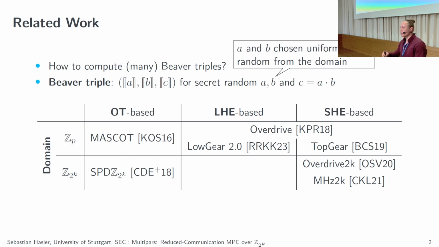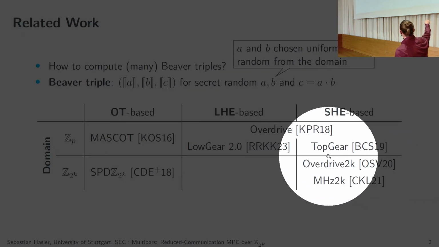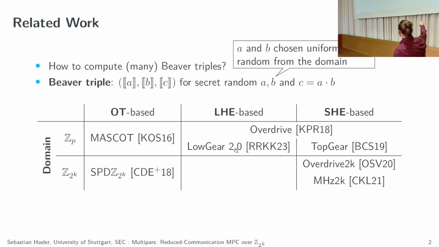To bring down this communication complexity, there was the Overdrive paper, where they showed that Beaver triples can also be produced using linearly or somewhat homomorphic encryption. This has been refined in the TopGear paper with more efficient zero-knowledge proofs, and in the LowGear 2.0 paper by our institute with a new approach for how to actually compute these Beaver triples that does not require a so-called sacrificing step anymore.